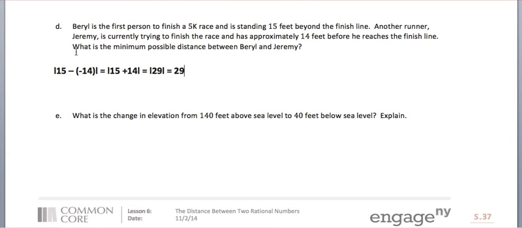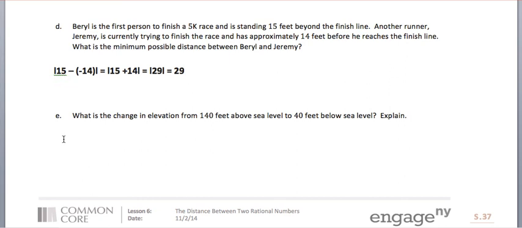Why does the question ask what is the minimum possible distance between Beryl and Jeremy? Because when they described where Jeremy was, it said he has approximately 14 feet before he reaches the finish line. So it's not an exact, and that's why they're asking the minimum possible distance.